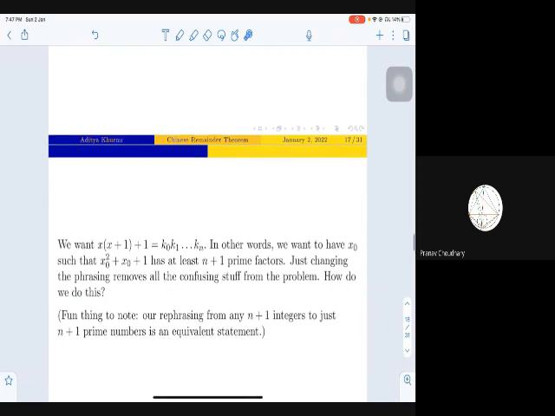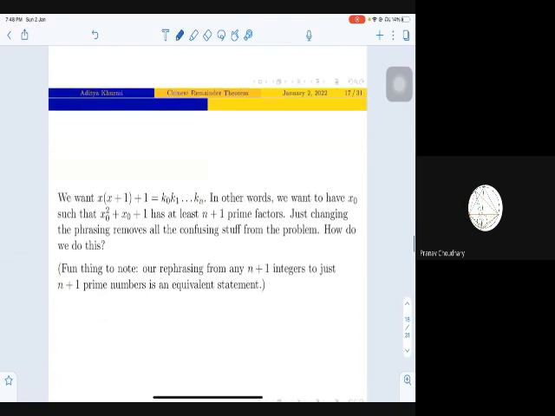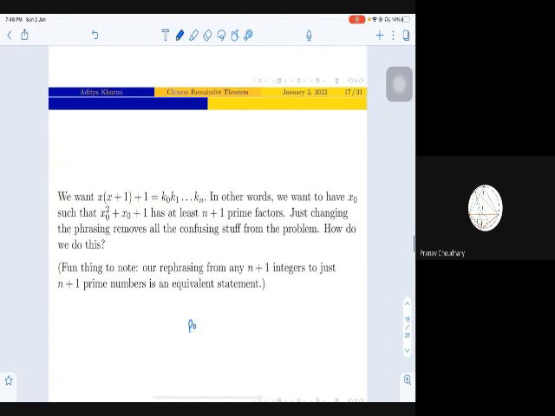So there's no k naught, k1, nothing. Now we just want to ensure that there's a certain number of prime factors dividing some x naught. So something like p naught, p1, this product divides x naught square plus x naught plus 1. So how do we start over here? Now solving the problem is far away. How do we start with these two weird expressions?